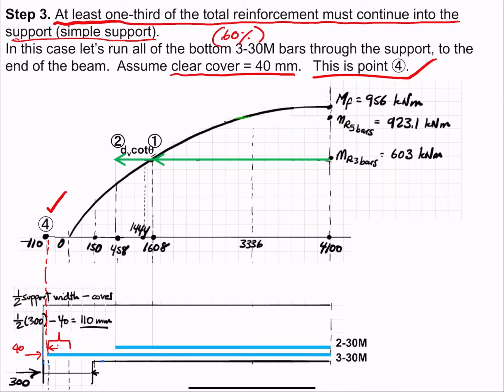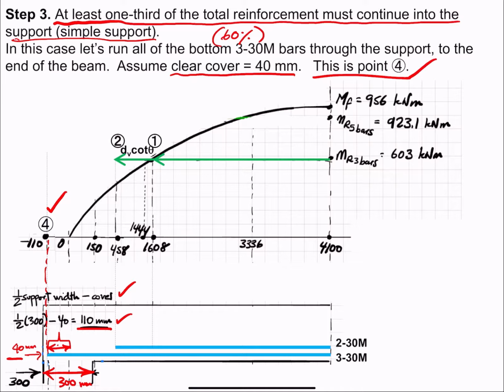And here I have a useful number. With some geometry, because this support is 300 mm, right? This one over here is 300 mm. And if the clear cover is 40 mm, I can find this distance over here, which is 110 millimeters. That will come in handy later. It's the available length from the middle of the support to the end of the beam.